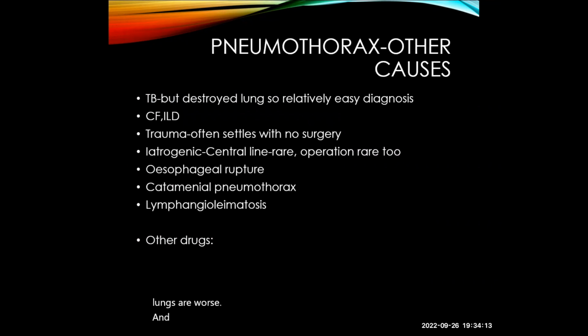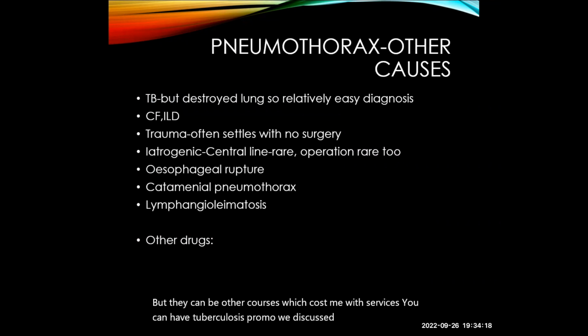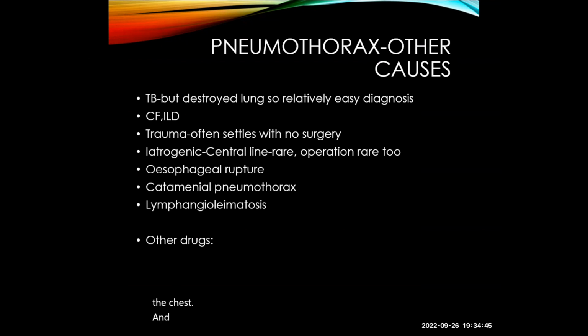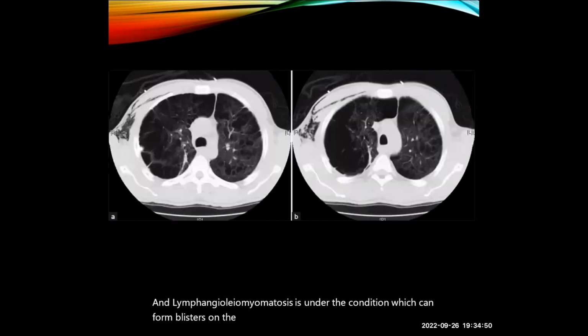And there can be other causes which cause pneumothorax. You can have tuberculosis, trauma, we discussed it earlier on, iatrogenic causes like central line, esophagoscopy, bronchoscopy, esophageal rupture, catamenial pneumothorax. So in women of childbearing age group, there can be pneumothorax which occurs cyclically during ovulation time. And the reason for that is when the ovaries release the ovum, a bit of air gets out. And if they have holes in the diaphragm, that gets into the chest. And lymphangioleiomyomatosis is another condition which can form blisters on the lung, which can cause pneumothorax.